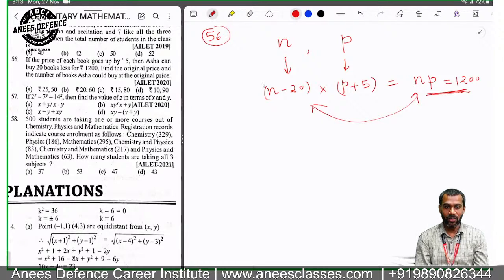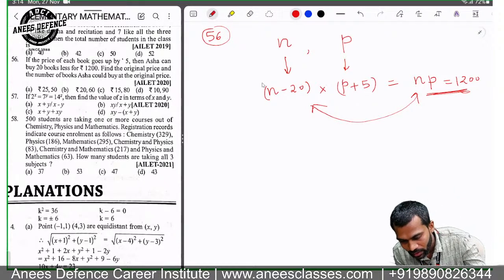Now we can verify it. Now just increase the price by 5. It is 20. Now decrease the number of books by 20. 60 into 20 is 1200. So answer is C. Yes or no? Understood. And both the equations are satisfied that I have written. C option will satisfy both the equations. So answer is C, not B. Yes, online students, have you understood? Yes or no?